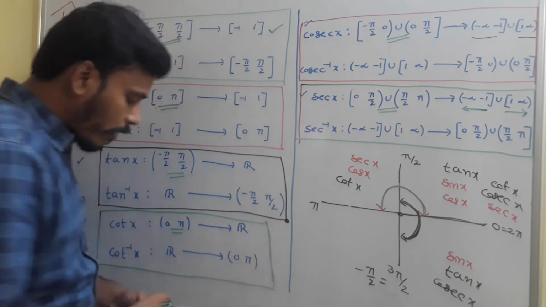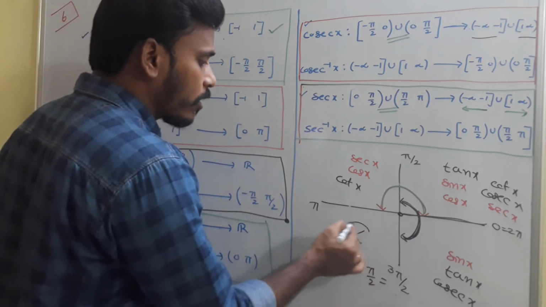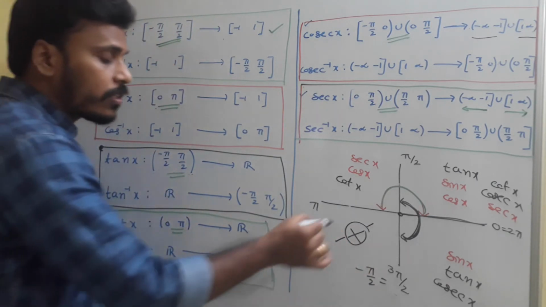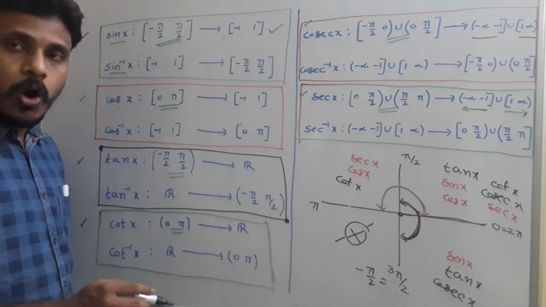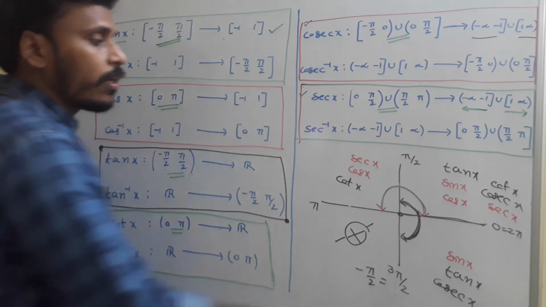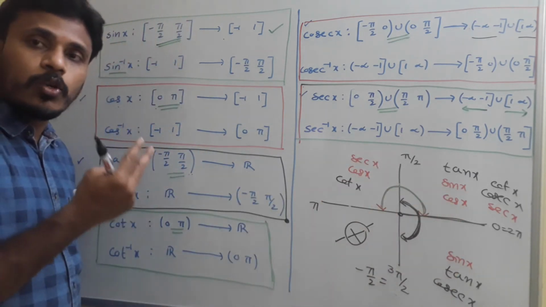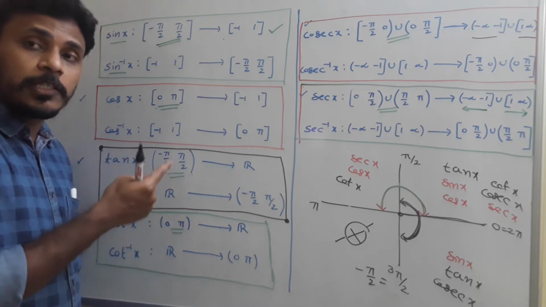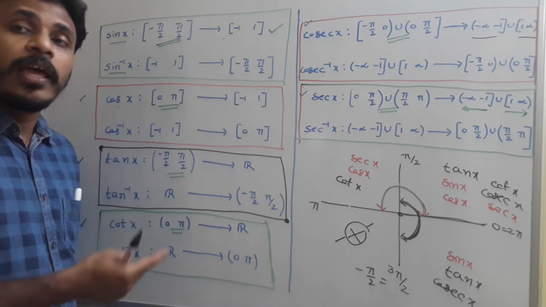But the third quadrant is not used to make a domain for these trigonometric functions in defining the inverse trigonometry. We are not using the third quadrant in defining all these things; we are using just these three quadrants. Among these three quadrants, we need to consider two quadrants, and among those two, one quadrant corresponds to the positive values and the other to the negative values.